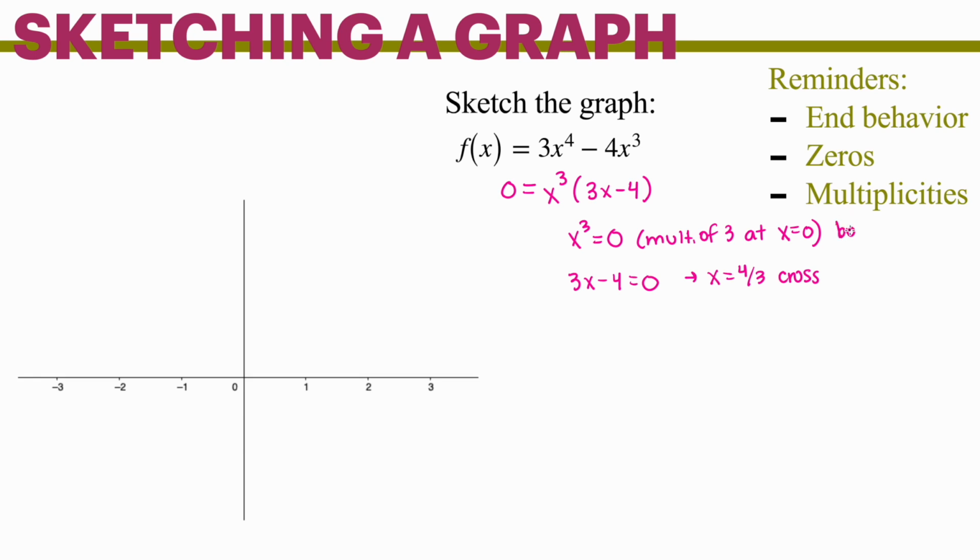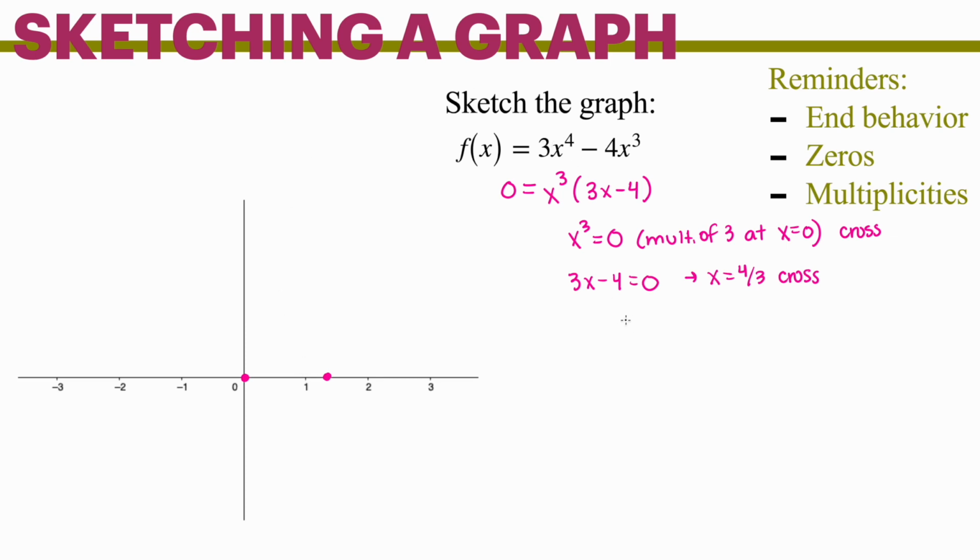Here, it is going to bounce. Nope, just kidding. It is not going to bounce. That is an odd multiplicity. It will cross. So at 0, we know it's going to cross. And at about 4/3, which is about here, it is going to cross.